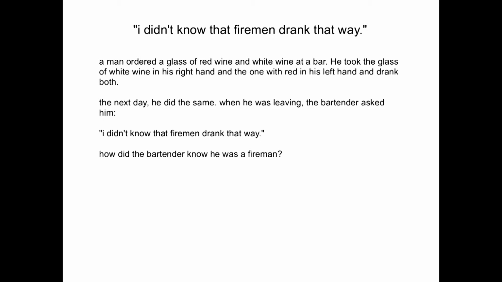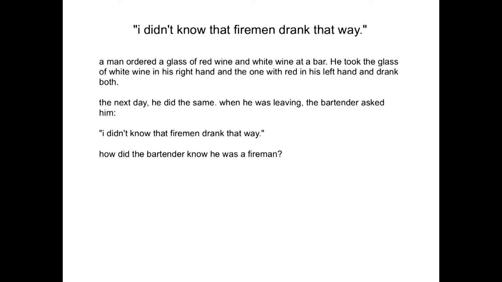So let's go through Polya's checklist. What is the data? The data here is that we have a glass of red wine and white wine, one in each hand, and he drank them both. When he was leaving, the bartender asked, "I didn't know firemen drank that way." So somehow the bartender seems to know he was a fireman. What's the unknown? That he knew he was a fireman. Is there any connection that you can see here between the data and the unknown? Well, red and white, kind of fire and water, there may be some connection there, so we can chalk that up on a little whiteboard. He drank both red and white.